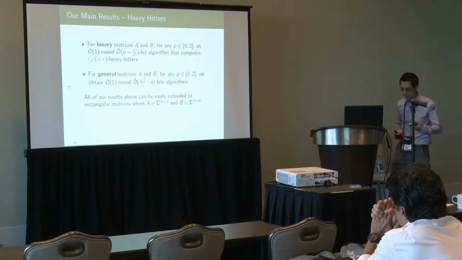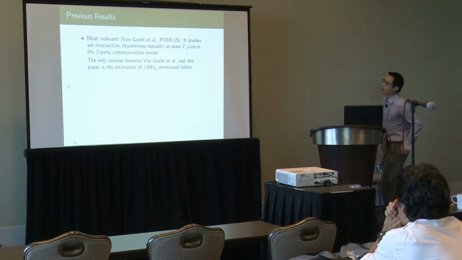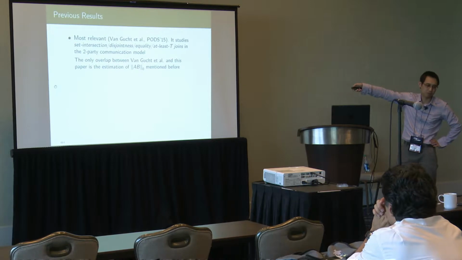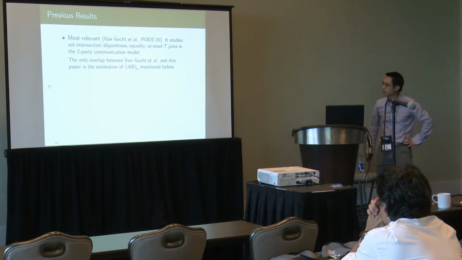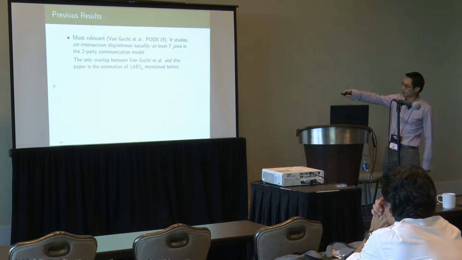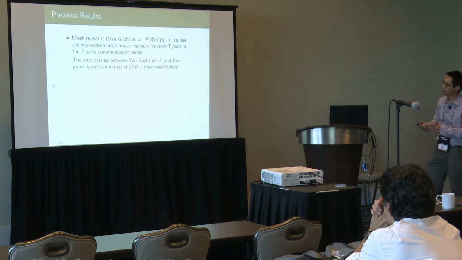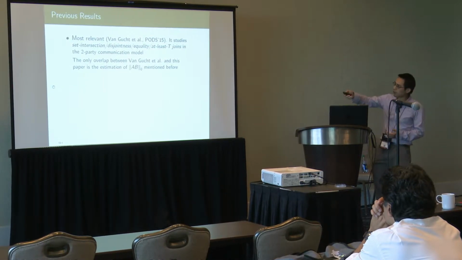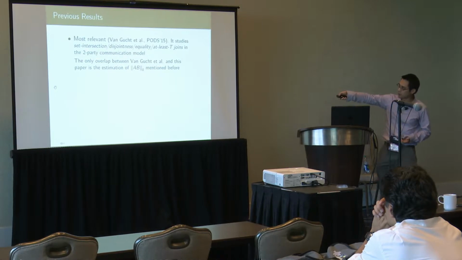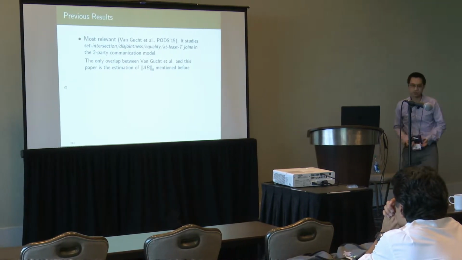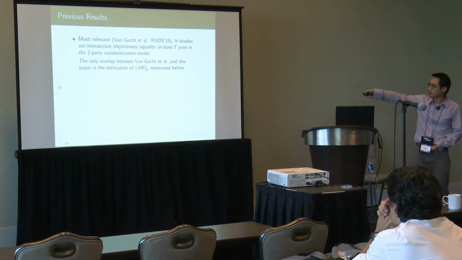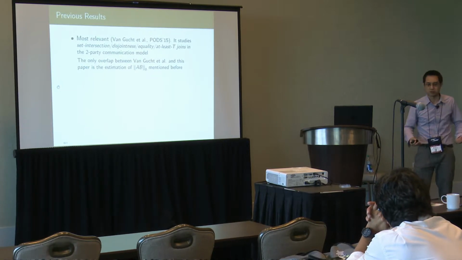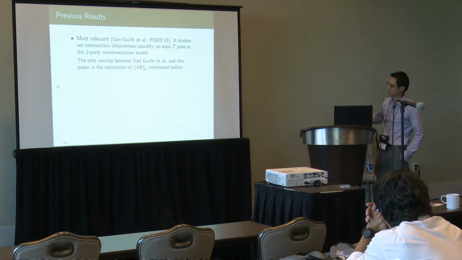Okay, good. So some previous work, as I mentioned, this is the most relevant work. This is actually also our previous work 3 years ago in PODS. In that paper, we consider set intersection join, disjointness join, equality join, some different types of joins. But the only overlap between this paper and the previous paper is the estimation of the L0 norm of the matrix C. Most of the results in the previous work are exact computation of C. It's not estimation. So this is the only overlap I just mentioned.